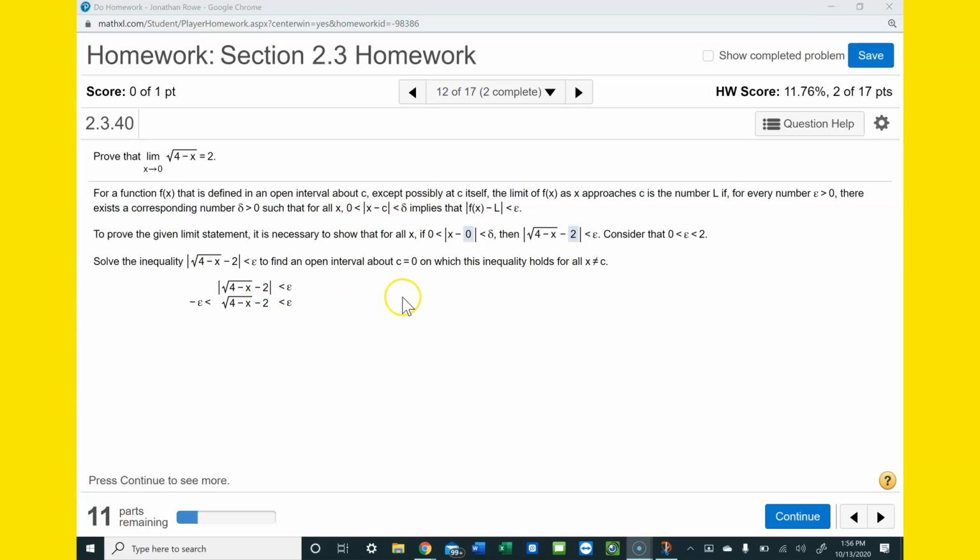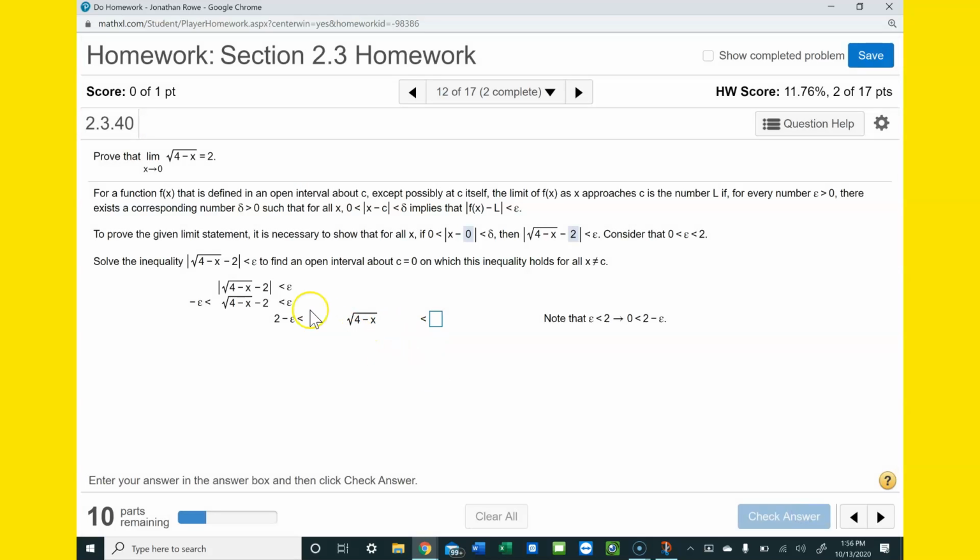This is just taking us through the delta epsilon proof, and it's just making us fill in a few things along the way. It says solve this inequality to find an open interval about c equals 0 on which the inequality holds for all x not equal to c. So it does that step for us. It breaks it down to that thing, and then it breaks it down to negative epsilon is less than that thing, and it's less than epsilon. So then it wants us to fill in something in this next step. What would we do in the next step to solve this?